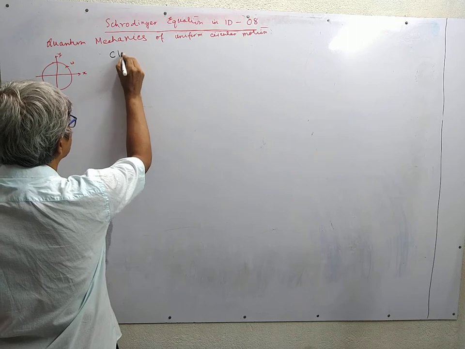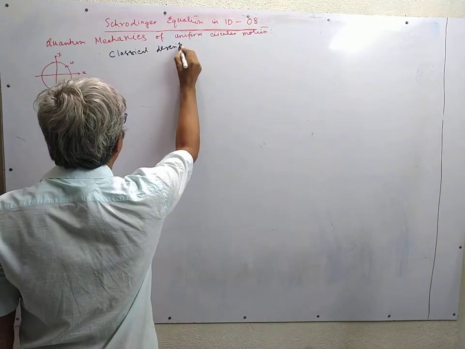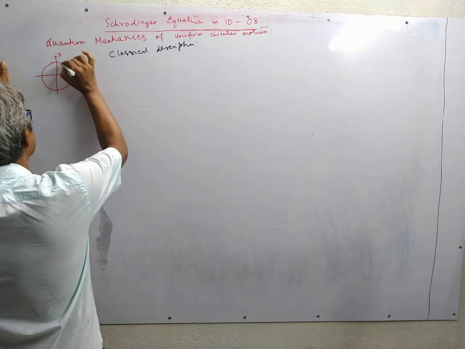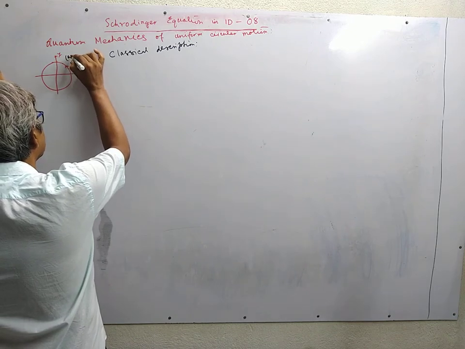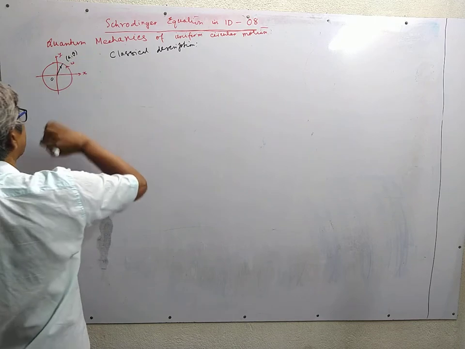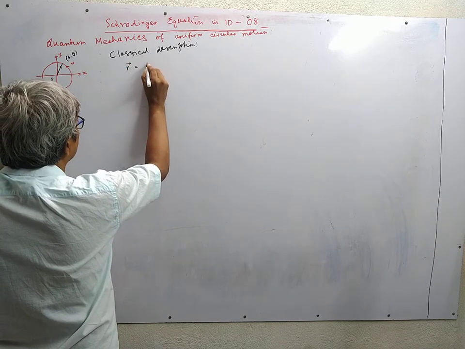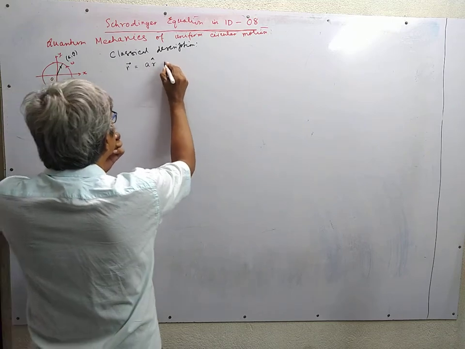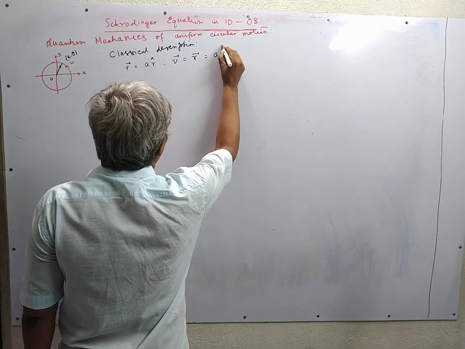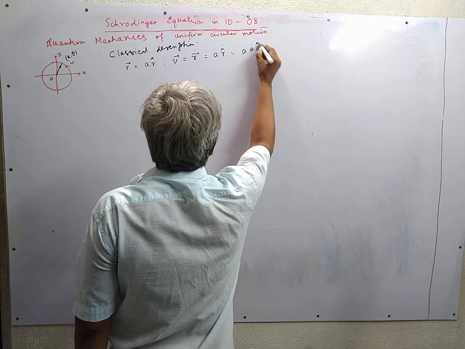Before going to the quantum description, let me first discuss the classical description of the system. That is, I want to find out the Hamiltonian of the system. If we use polar coordinates, the point on the circle has coordinates a, theta, where a is the radius of the circle, so r is constant and equal to a. Then the position of the particle is given by a r cap, and the velocity is r dot, equal to a r cap dot, which is equal to a theta dot theta cap. This is the velocity.